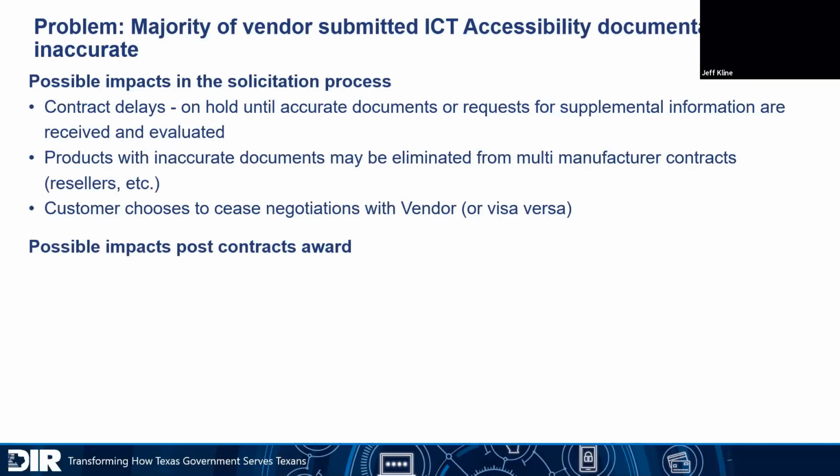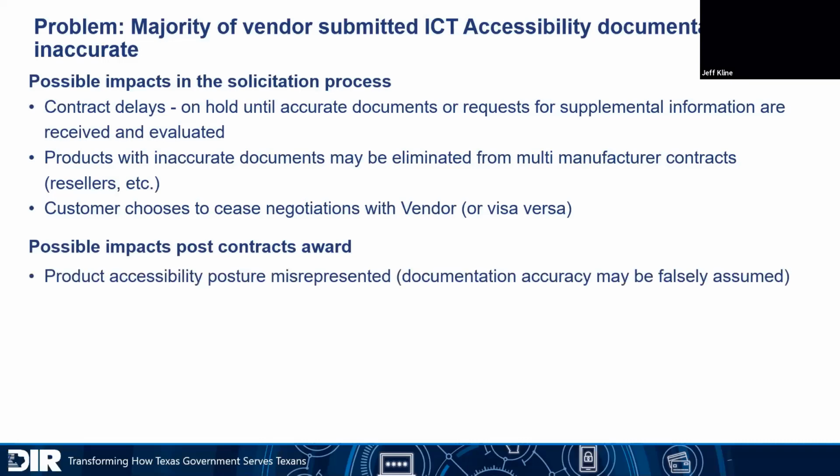But once the contract is awarded, now you've got the product that is out there and it's being used, and the bottom line, the inaccurate documents are going to actually misrepresent the product. And in some cases, like in the case of DIR, when folks are buying off of our contracts, I get a lot of questions about, since it's in your list, is it assumed to be fully compliant? And a lot of people base their buying decisions on that. And of course, we don't do that. We can't possibly do that. I can talk about that in a little while.